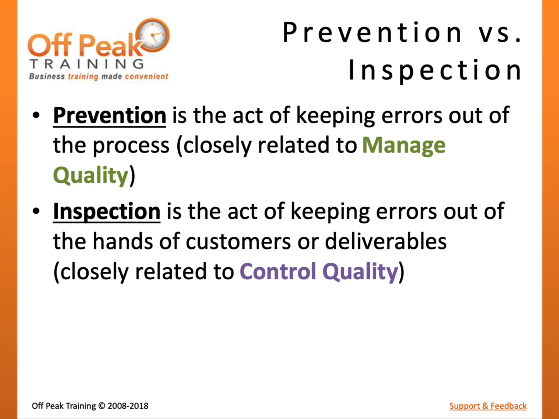Prevention is the act of keeping errors out of process, therefore reducing defects in deliverables. This is the key theme in the manage quality process. Inspection is the act of keeping defects out of the hands of customers. This means catching any defects that might exist before delivery or stakeholder inspection. This is the key theme in the control quality process.